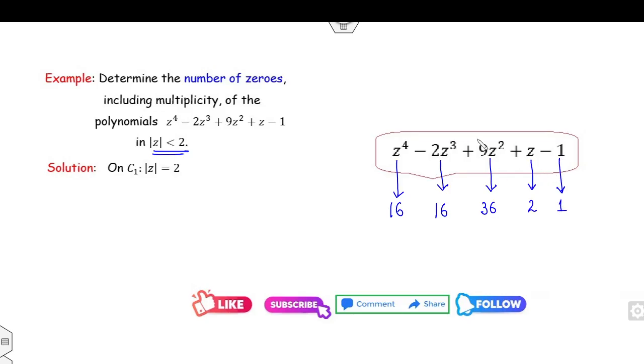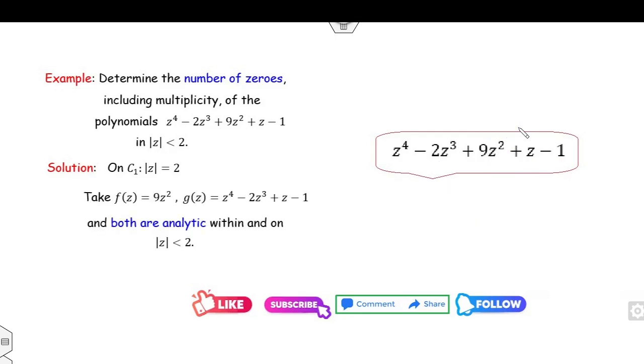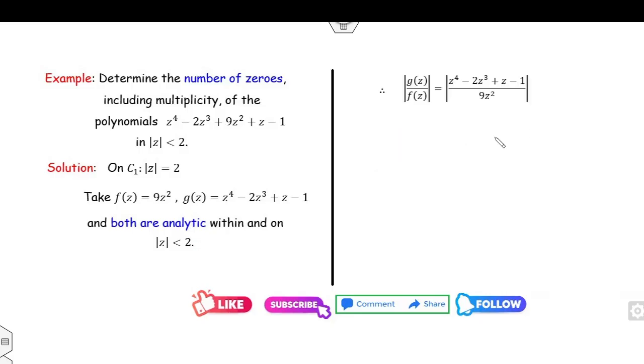Always calculate the absolute value. And what is the largest number? 36 is the largest number. So can this be the f(z)? We can see 16 plus 2 plus 1, which is 35, and which is less than the maximum value. Yes, f(z) is 9z squared, and the remaining part is g(z). Both are polynomials, so they are analytic. Once they are analytic, you can start with the ratio.